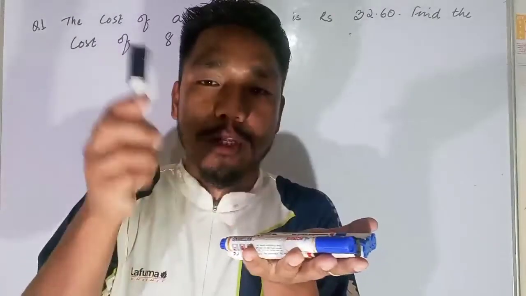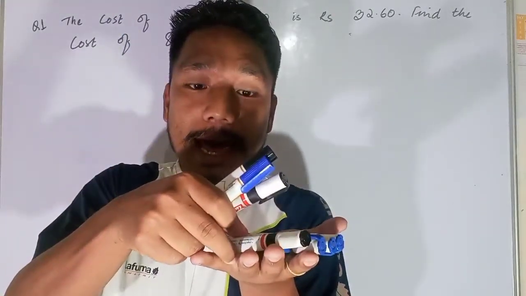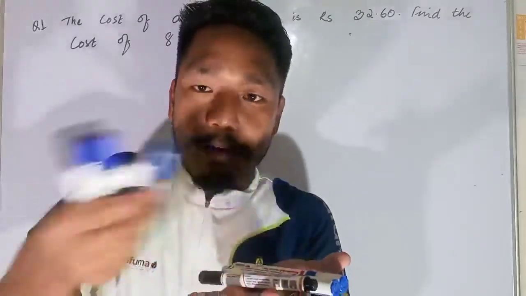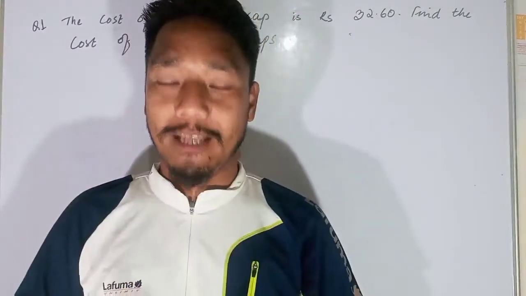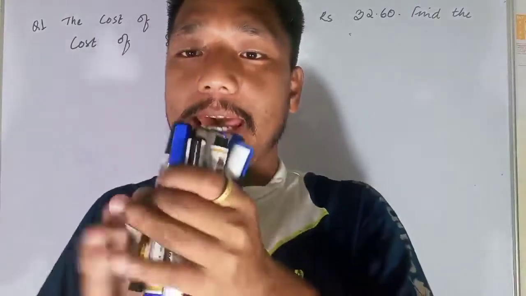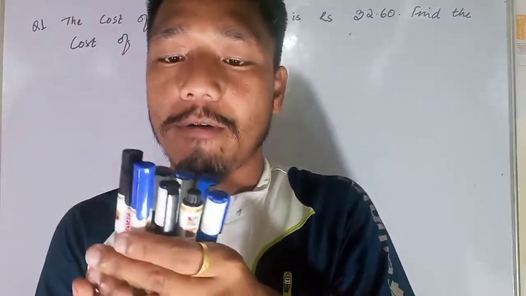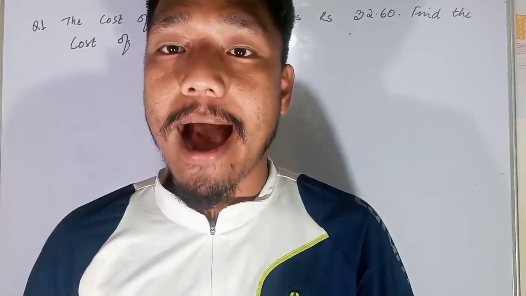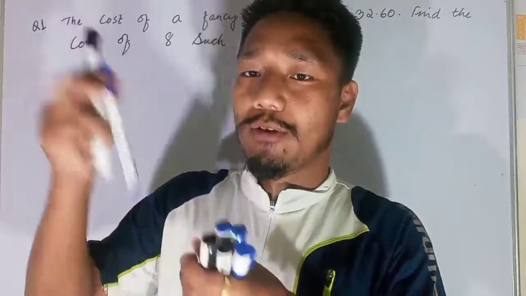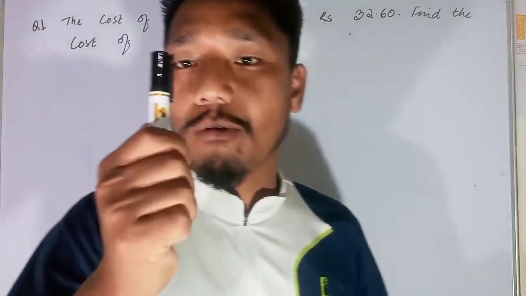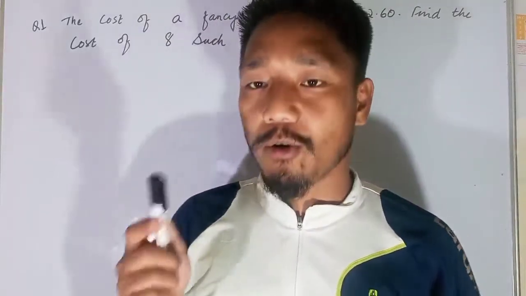Some of you will start 20, 40, 60, 80, 100, 120, 140, 160, right? We see this 160. So if I want to buy 8 such markers, I have to pay 160. Now it is a long process to calculate 20, 40, 60, 80. But if I know the cost of 1 marker, then I can easily find the cost of 8 markers. How? If I multiply 8 into 20, it becomes 160.